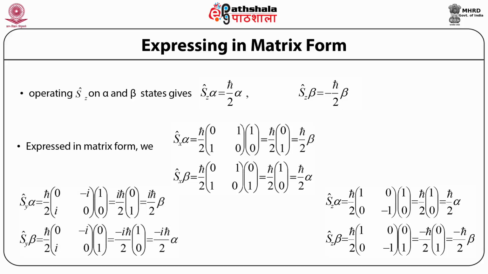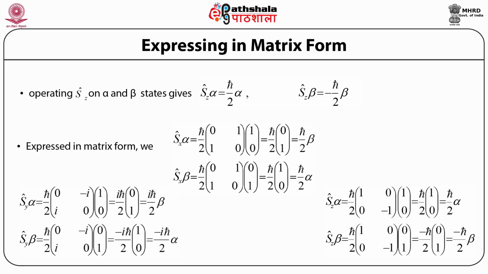While spin operator Sz acting on eigenstate beta gives h cross by 2 times the 2 cross 2 matrix 1 0 0 minus 1 times the column matrix 0 1, and this is equal to minus h cross by 2 times the column matrix 0 1, which is equal to minus h cross by 2 times beta. So the z component of the spin operator acting on the spin down state or the eigenstate beta gives an eigenvalue minus h cross by 2 and the eigenstate spin down or eigenstate beta.